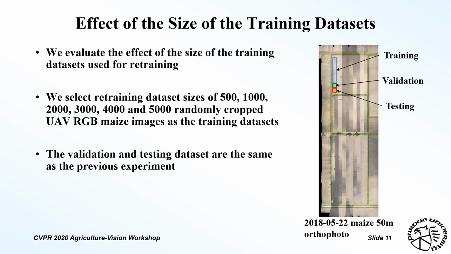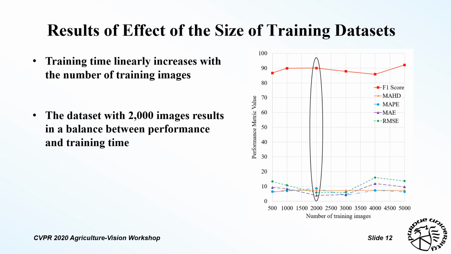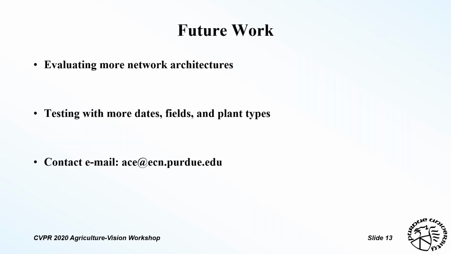We evaluate the effect of the size of the training dataset for retraining the target network. For training data, we use 500 images as the beginning and go all the way to 5,000 images. The testing data is the same as previous experiments. The training time linearly increases with the data size, and the result shows the dataset with 2,000 images achieved the balance between accuracy and training time.